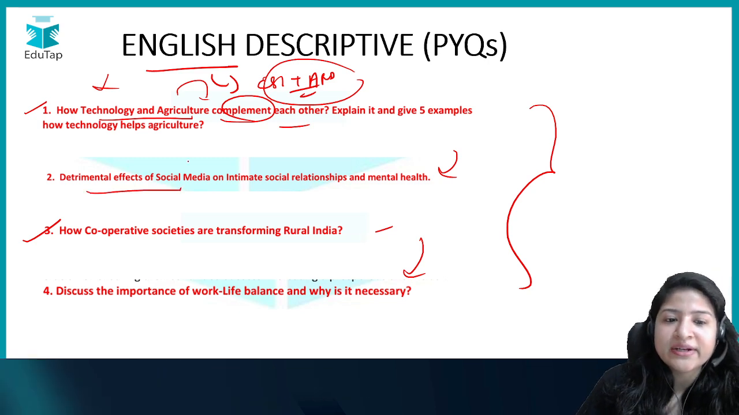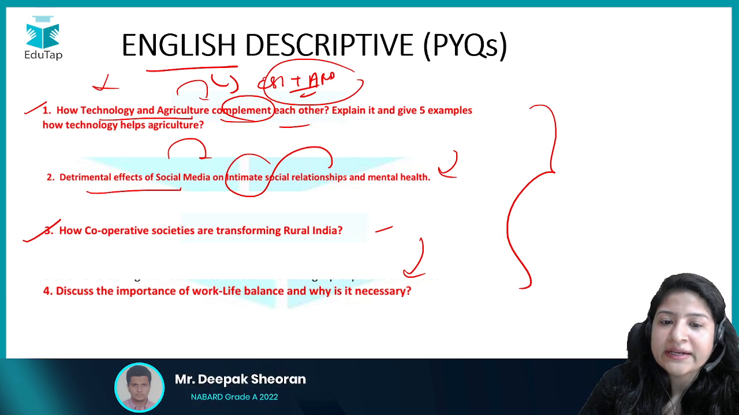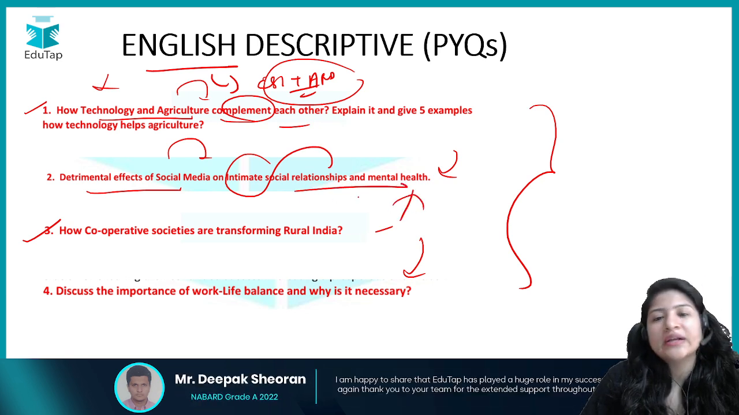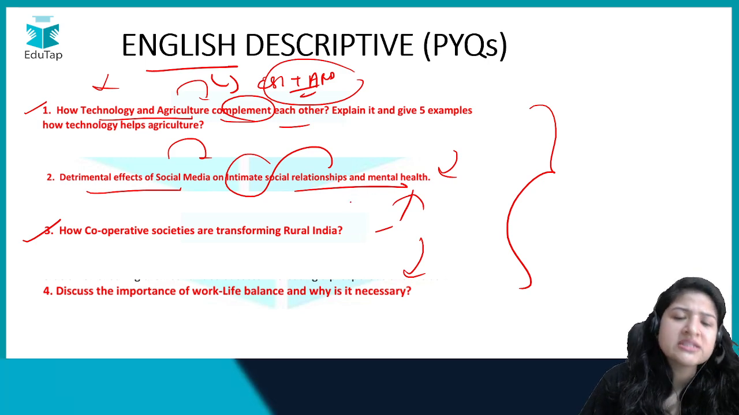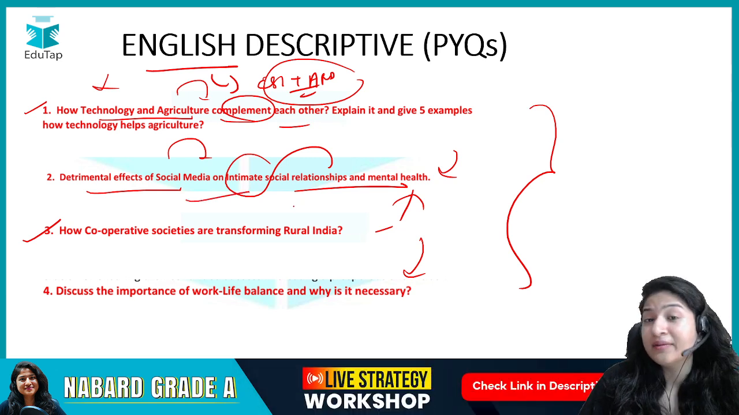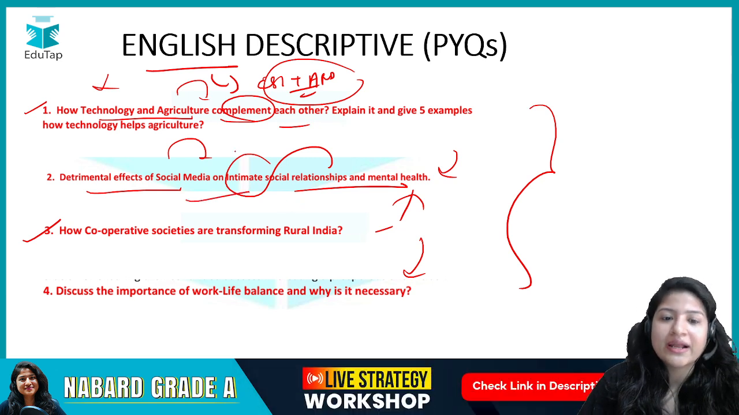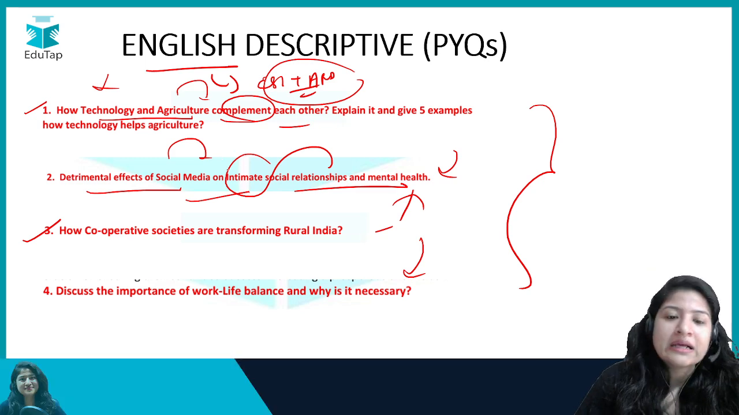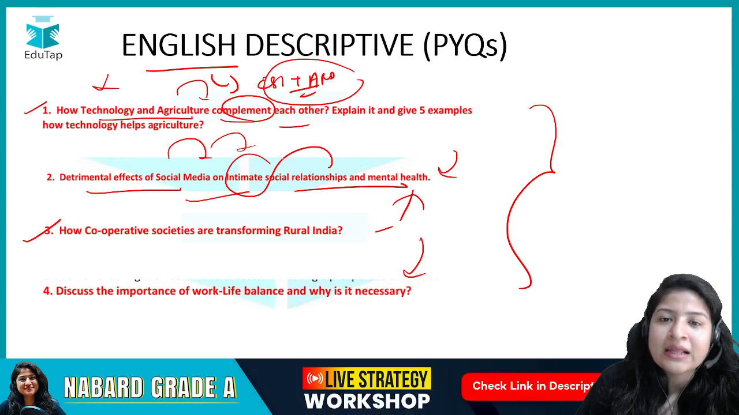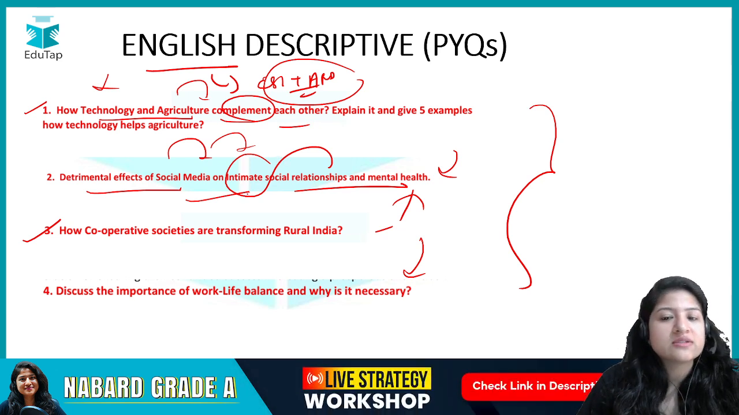Next question: detrimental effects of social media on intimate social relationships and mental health. Again, I do understand this is not directly part of your ESI and ARD syllabus, but if you look at it from a perspective, this is not a very unheard-of question that you have not looked at. Such questions are always discussed in society, and are part of your general news also, right? And that is what has been asked.